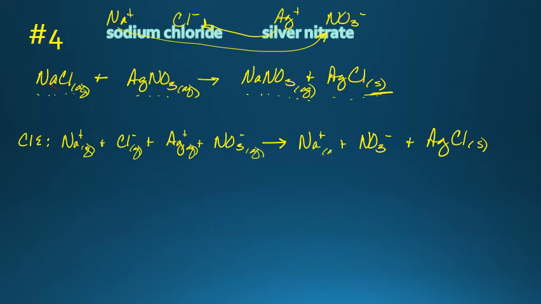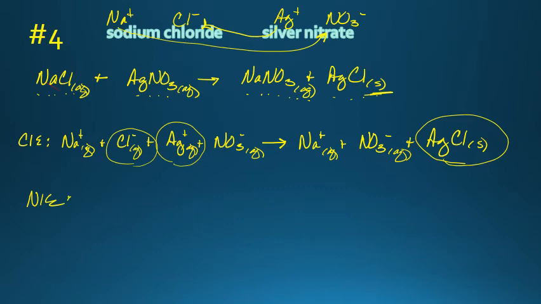And now you're ready to write the net. Remember, the net is the only one that plays chemistry games. So I like to start with the solid. Who made the solid? Silver and chlorine. And it's better to write positives first because it's better to be positive. So we have silver plus chlorine yields silver chloride. And you are done.